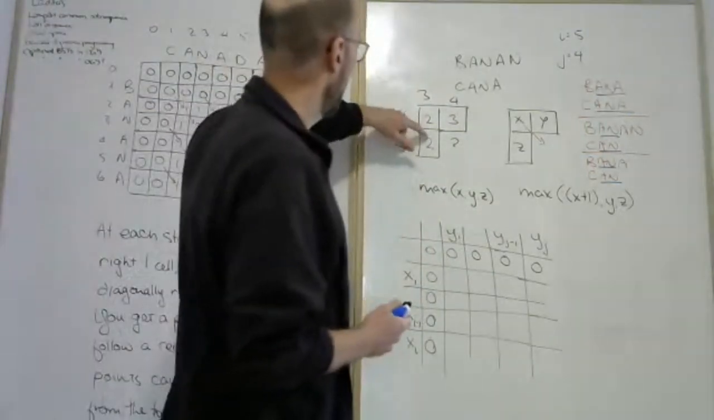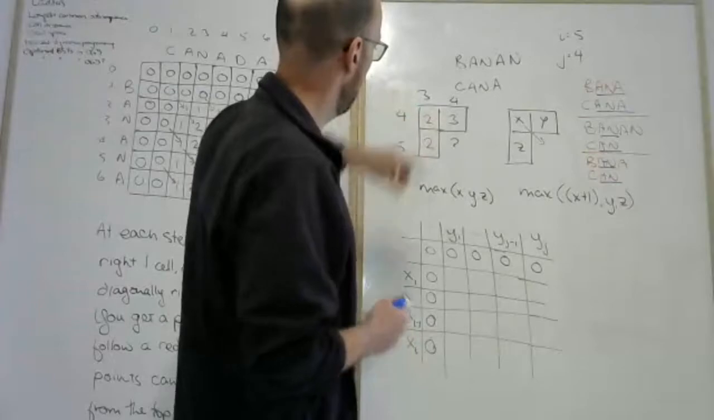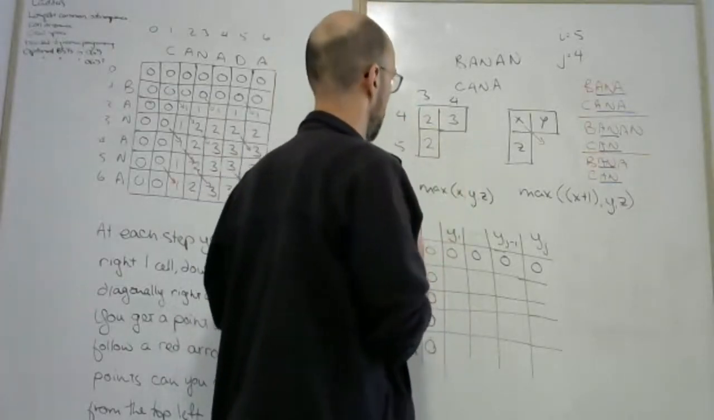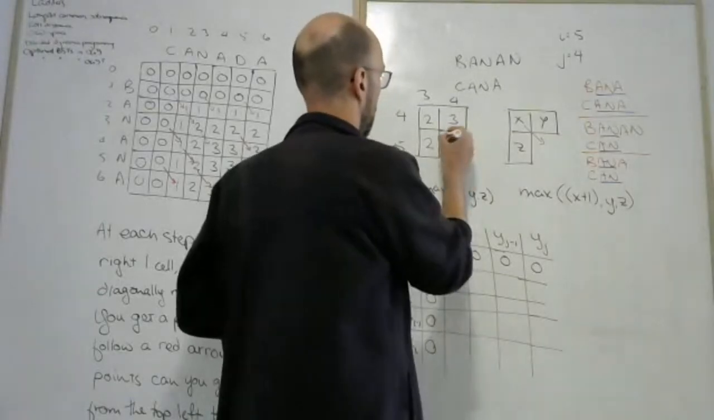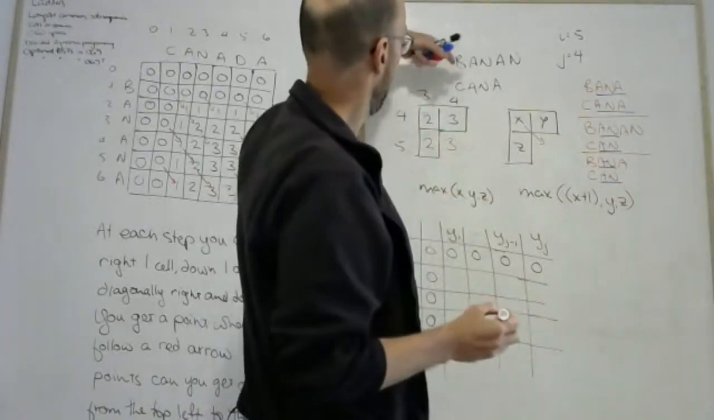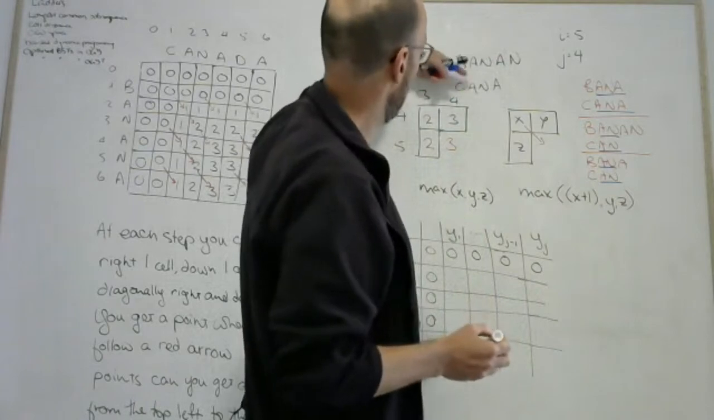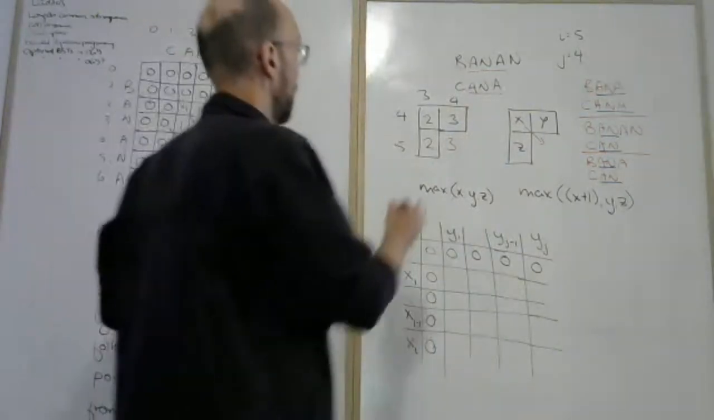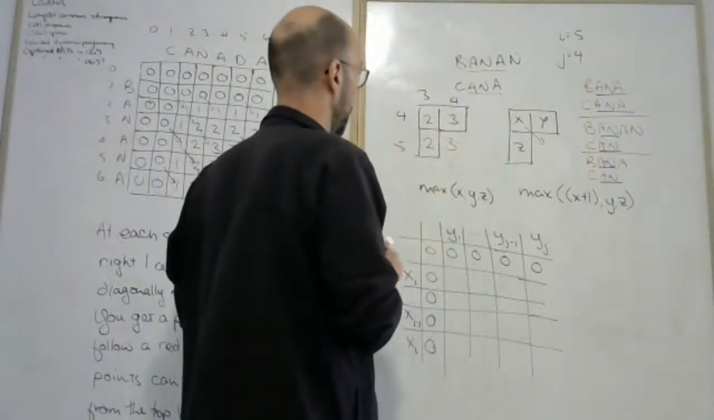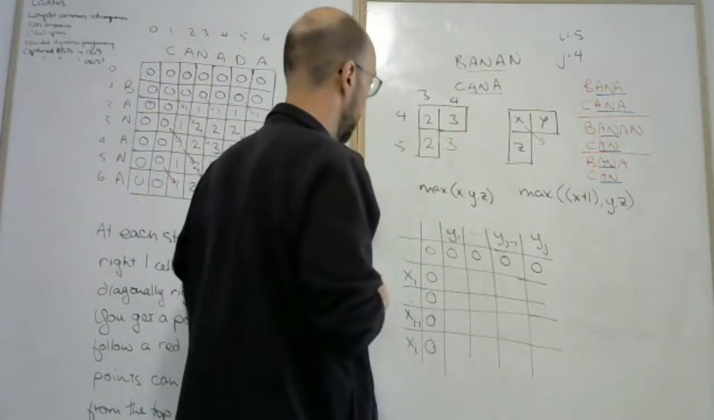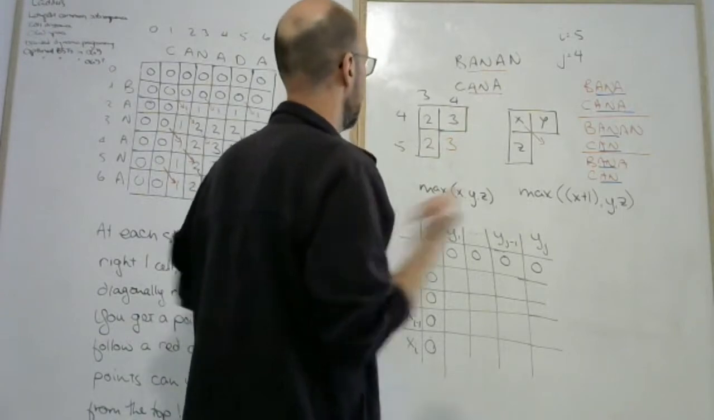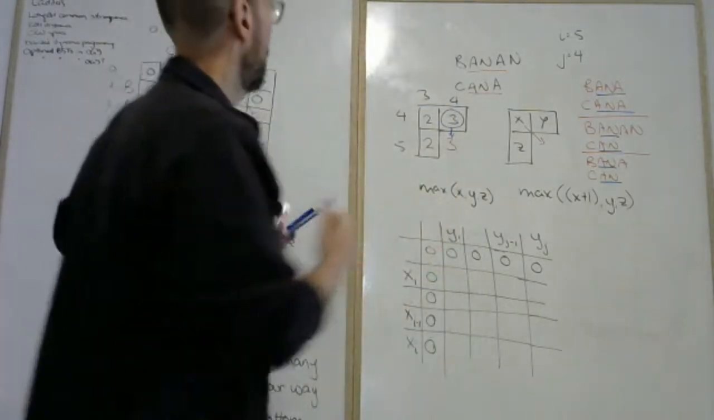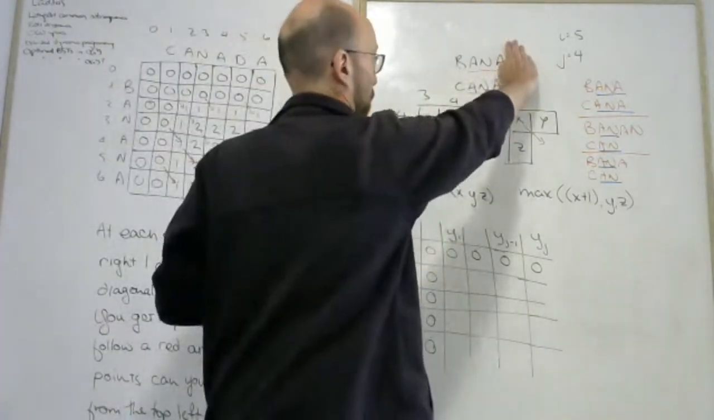Okay, so this is the max of this, this, and this. This is 3. And that's because the longest common subsequence of this and this is ana, and that you get, I'm not going to put a red arrow there, because it's the same as the longest common subsequence of bana and kana, 4 and 4.